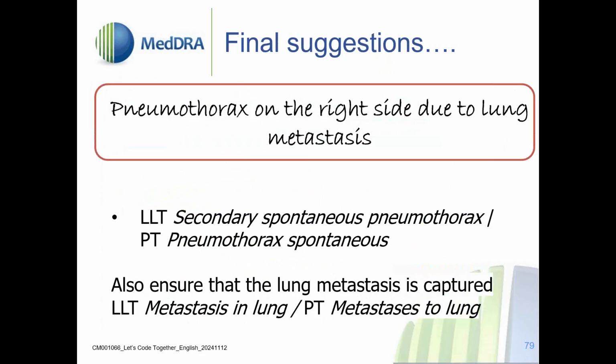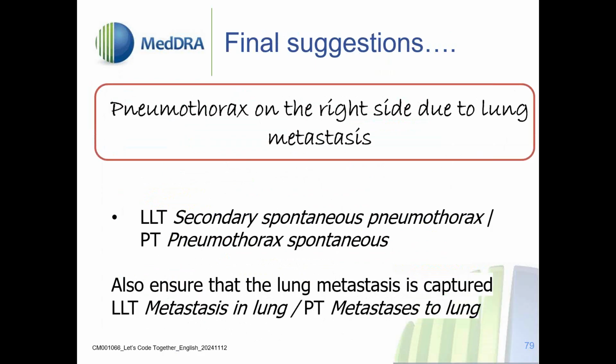Any questions, Jane? No. One question. Is the spontaneous more important than excluding traumatic? Yes, it is. Because with the LLT secondary spontaneous pneumothorax, you really indicate there was a reason for the spontaneous pneumothorax. And this reason, of course, also has to be coded. So the metastasis in lung.